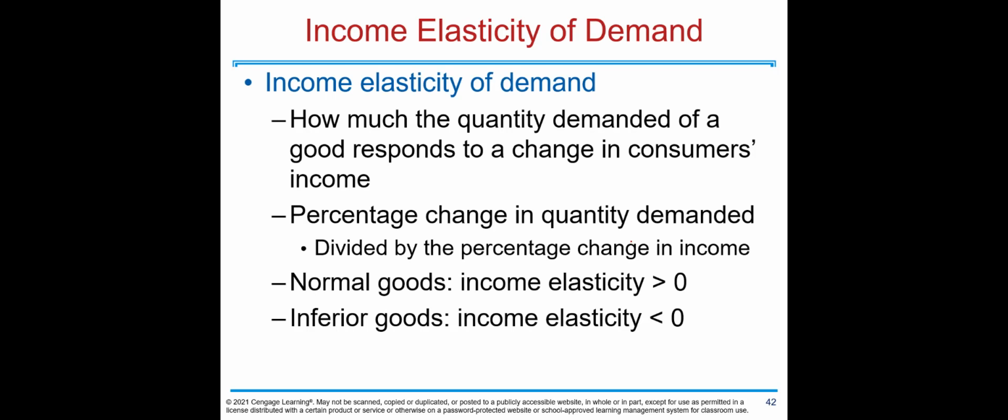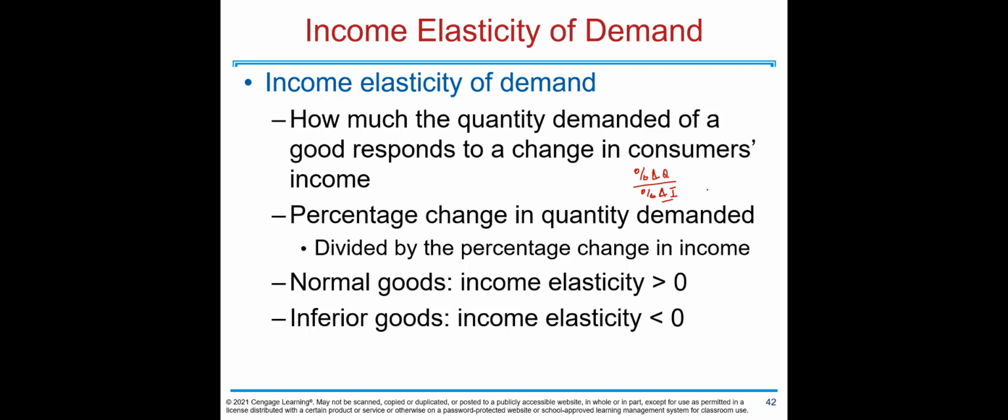Income elasticity of demand measures how much the quantity demanded of a good responds to a change in consumer income. So what is it? It is percentage change in quantity divided by percentage change in income. As you see, only the denominator is different. Instead of price, we put percentage change in income.